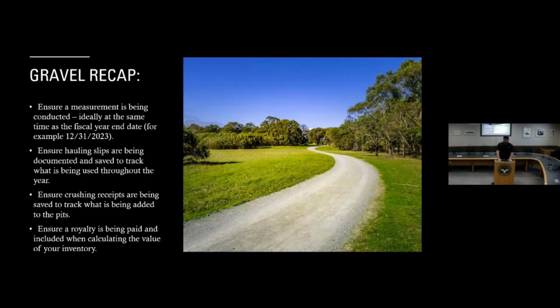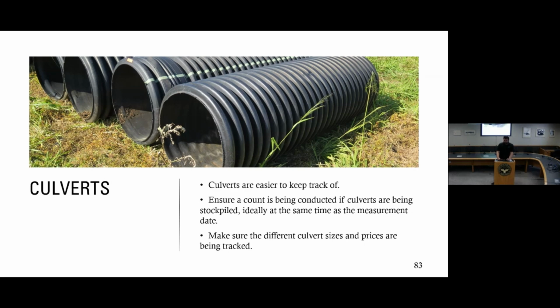To recap this gravel section, ensure a measurement's being conducted. Just make sure it's as close as you can to that fiscal year end date or after all the activity. You know, some entities have a June 30th fiscal year end date, so it's whenever your fiscal year end date is. Ensure hauling slips are being documented, same with the crushing receipts, and ensure royalty is being paid, and you are in great hands. Moving on to culverts.